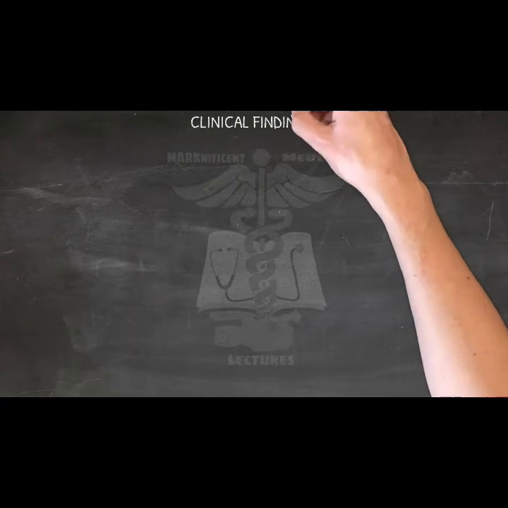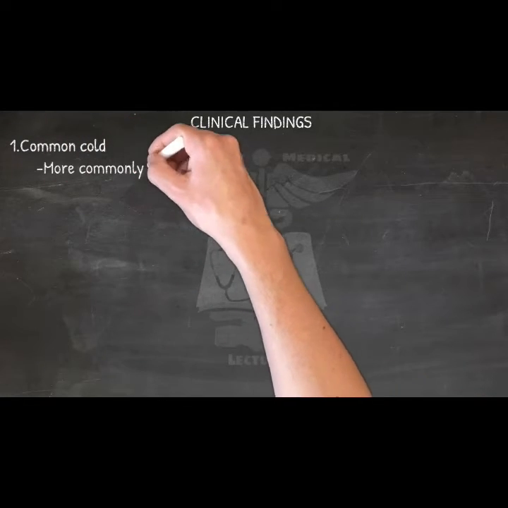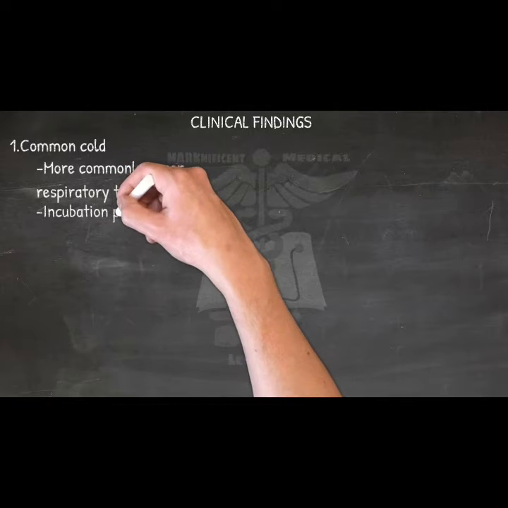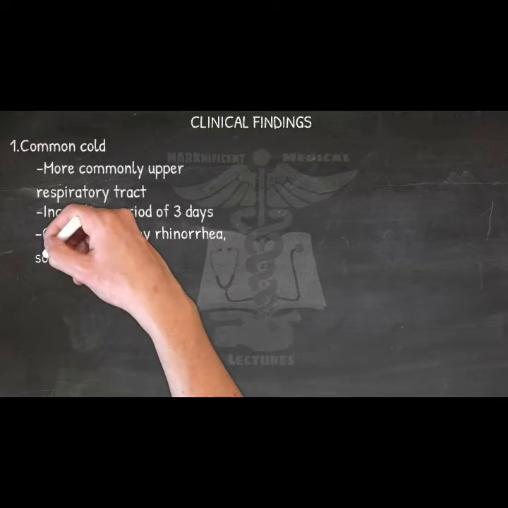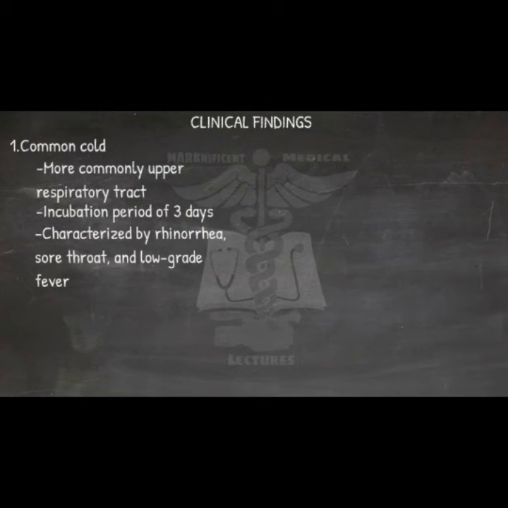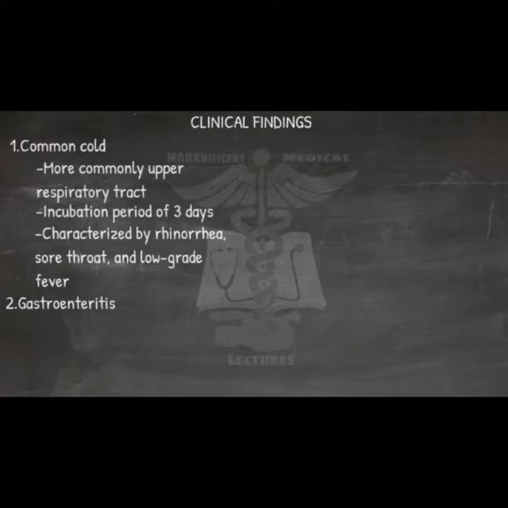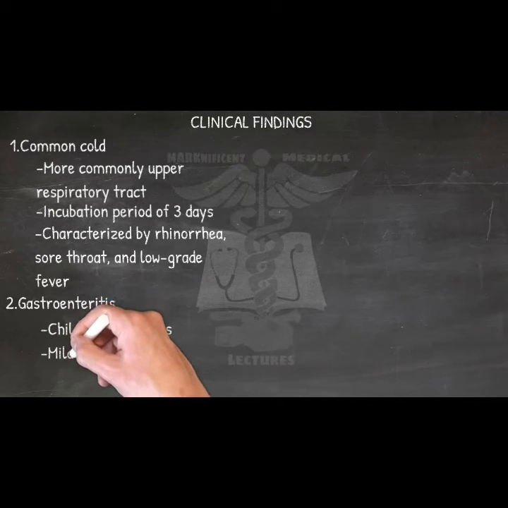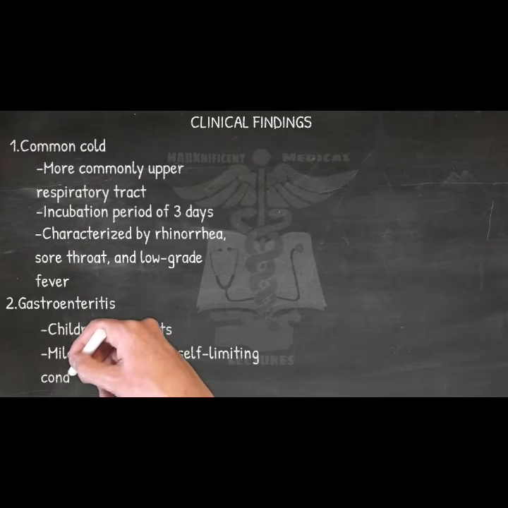Clinical findings. 1. Common cold. This causes more commonly upper respiratory tract, and less commonly, lower respiratory tract illnesses in humans. Common cold caused by coronaviruses has an incubation period of 3 days. The condition is characterized by rhinorrhea, sore throat, and low-grade fever. The condition typically lasts for several days. 2. Gastroenteritis. The coronaviruses have also been reported to cause gastroenteritis in children and adults. The symptoms are mild, and the condition is self-limiting.